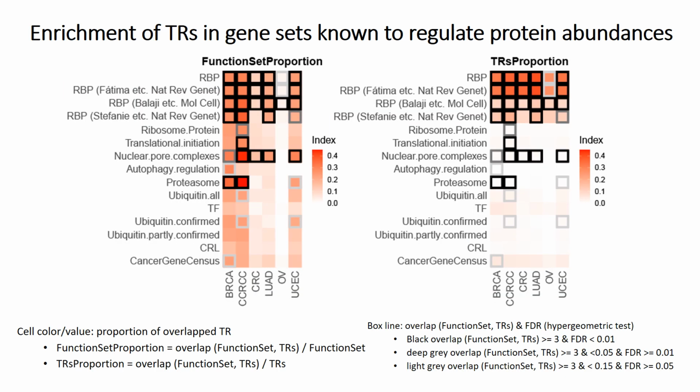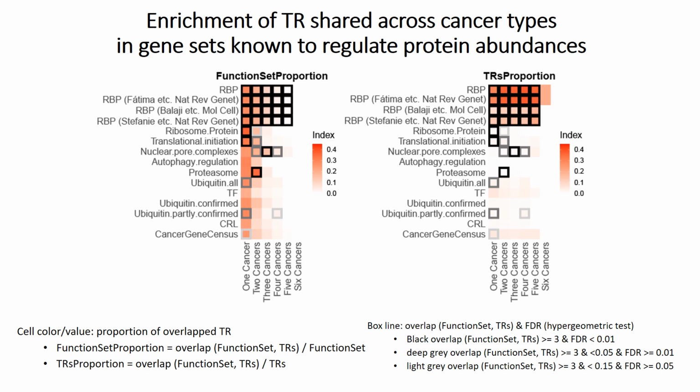Next, we validated our predicted translation regulators with known functional gene sets across different cancer types. As shown in the picture, iron binding protein is significantly enriched. Interestingly, the nuclear pore complex is also significantly enriched, indicating it may play important roles in the translation regulation process, and we also observe there is no overlap with transcription factors. Then we also got a similar observation for translation regulators shared across cancer types.